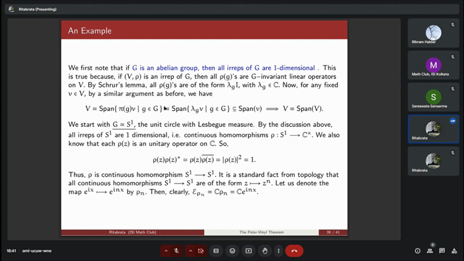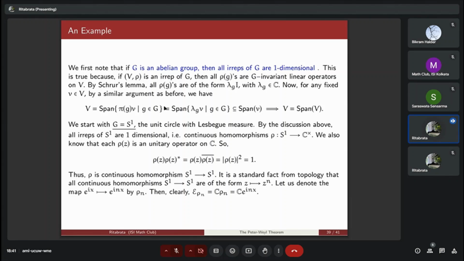It is a standard topological fact that all continuous homomorphisms from S1 to S1 are of the form z goes to z to the power n for some integer n. How can you show that? We can show that S1 is homeomorphic to R mod Z, and so our idea would be to first classify all continuous maps from R to R, which are linear maps, then classify the linear maps from R to S1, and we can use that R is the covering space of S1, and so on.